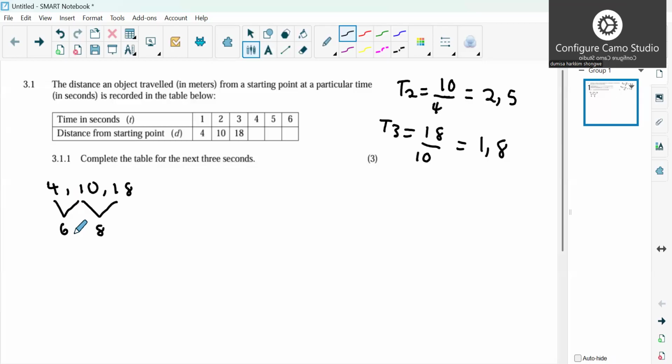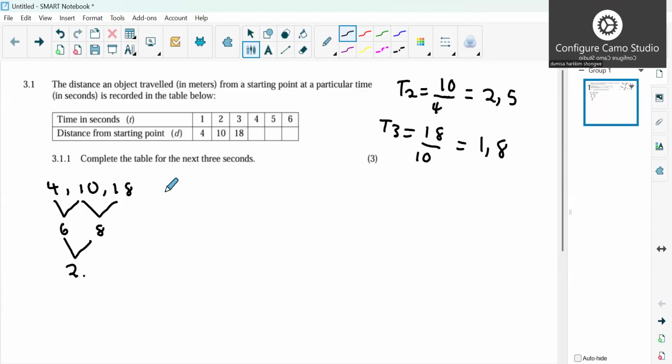It's 18. Yeah, it's 8. Okay. Now from then onwards, we're going to go down, starting from the bottom. We say 8 minus 6, it's 2. Yeah, so this is the second difference. So we assume that it's quadratic, meaning that the second difference is going to be constant.